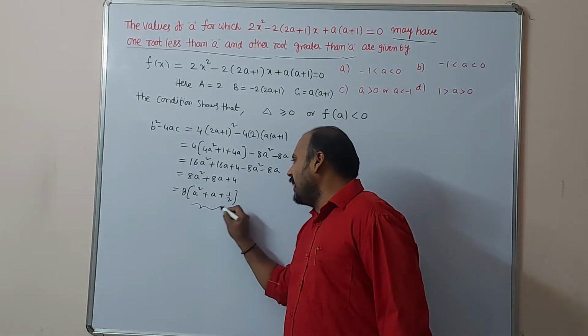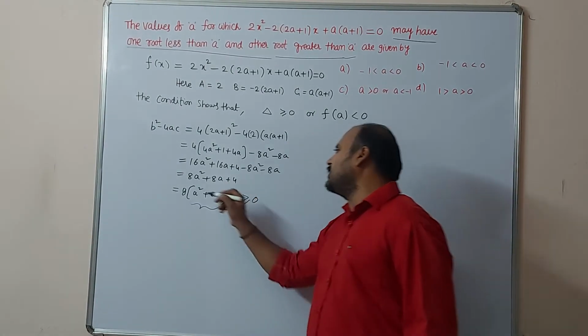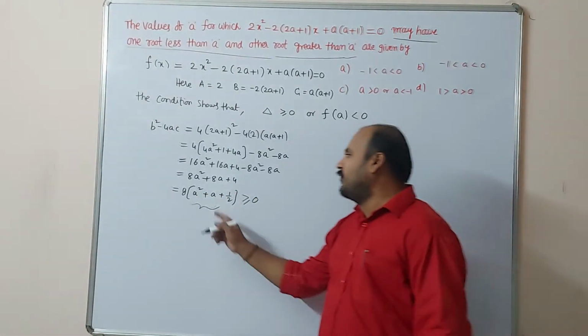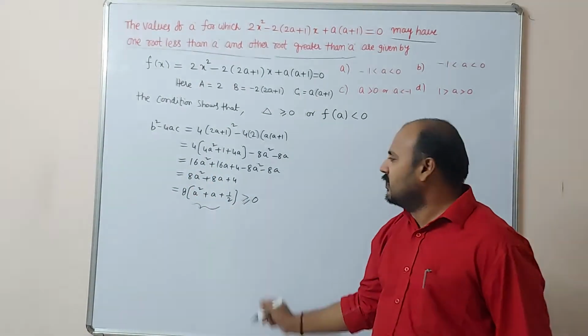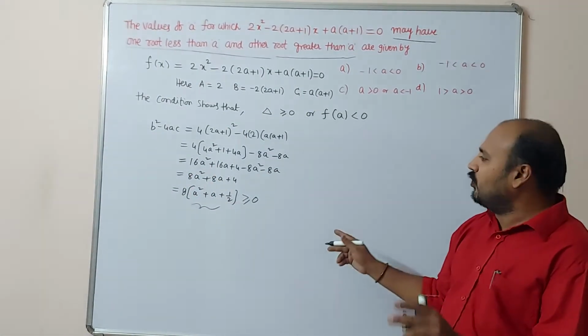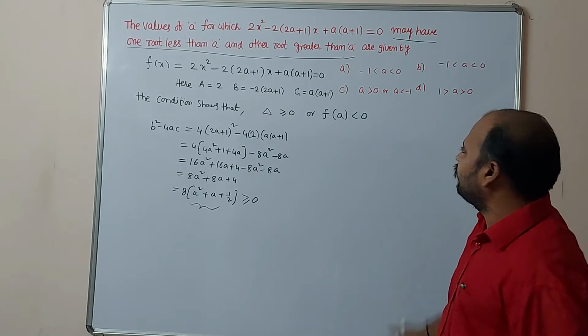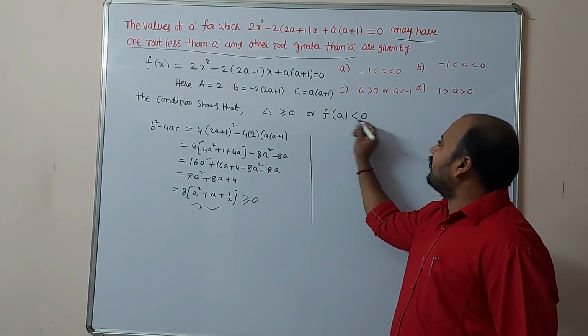This is absolutely greater than or equal to 0 only. Obviously greater than values will come, for any value of a square is there. So absolutely it is greater than or equal to 0. We cannot say that for what values it will be. Now come to f of a is less than 0.